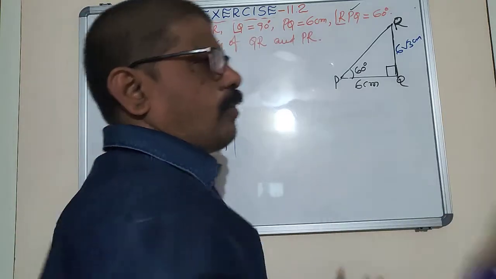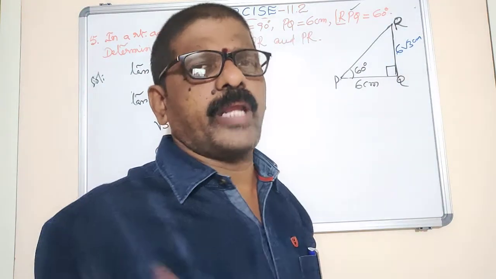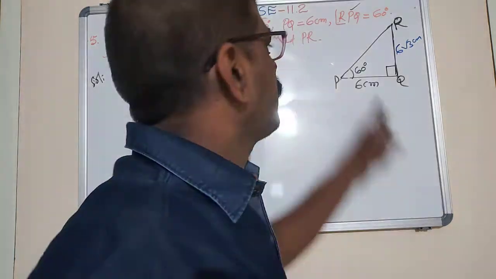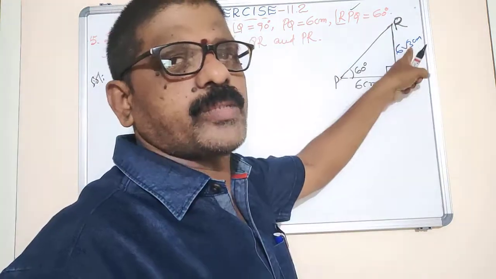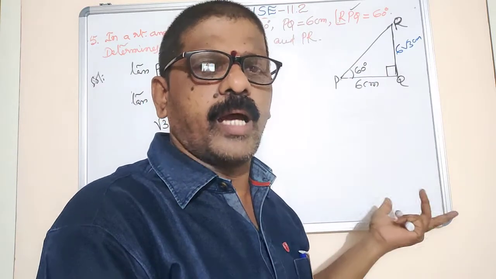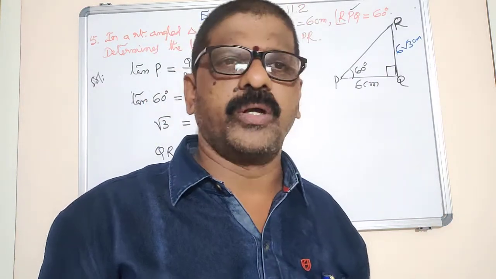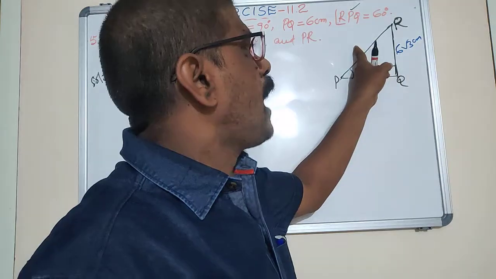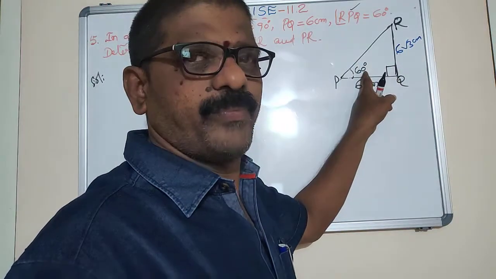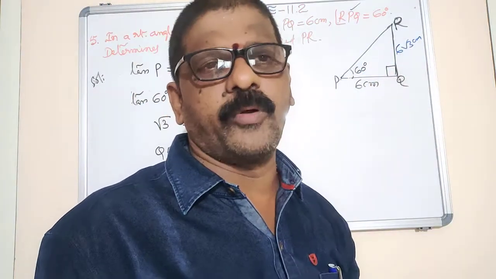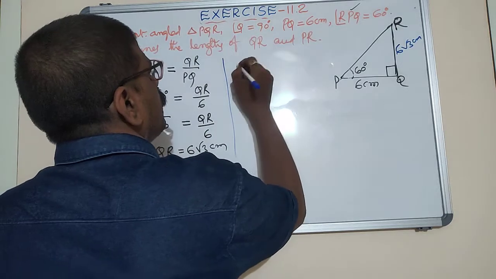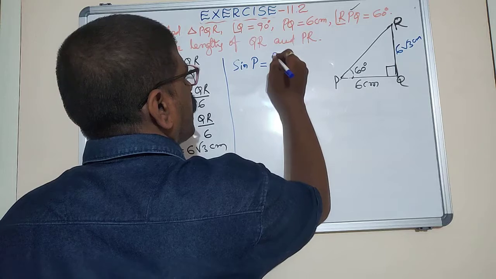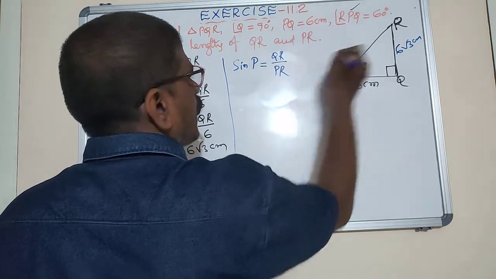Now we have to find PR using trigonometric ratios. The Pythagorean theorem says hypotenuse square is equal to side square plus side square, so we could use that for PR. Or we can take the trigonometric ratios: the opposite side to angle P divided by the hypotenuse. Clear? Why? Because angle P is given and the opposite side is known, so we have to find the hypotenuse. Now sin P equals the opposite side QR by PR, the hypotenuse.